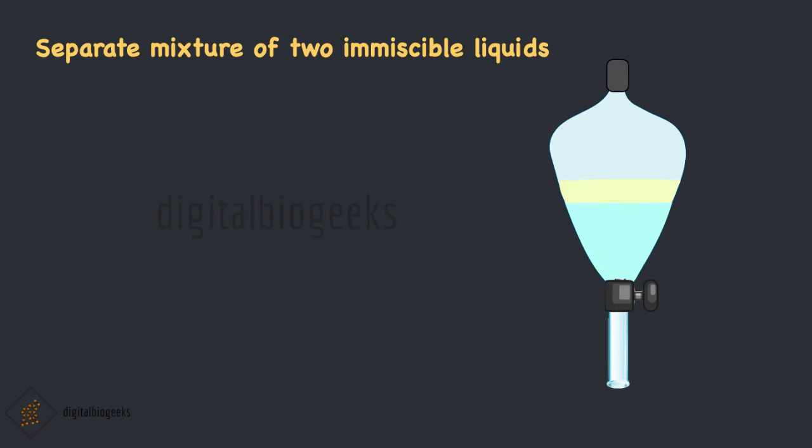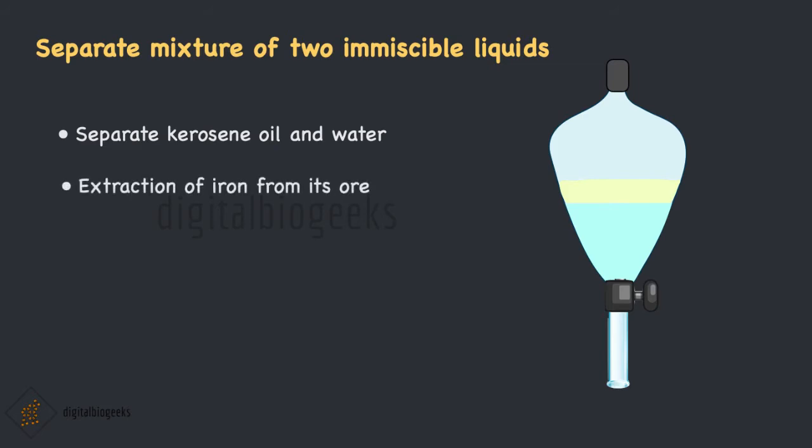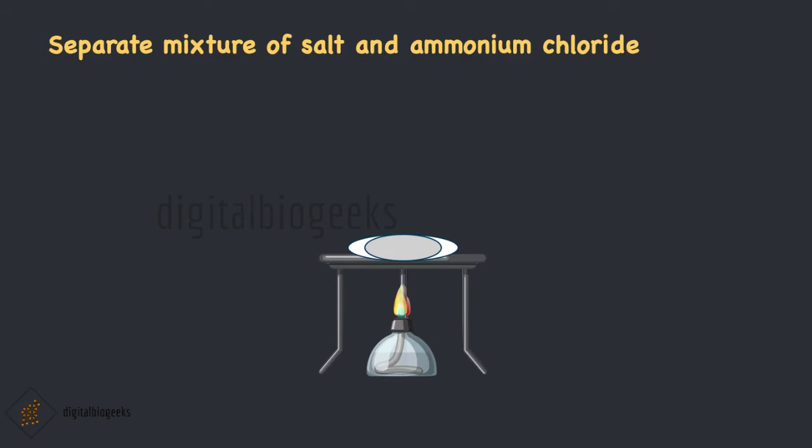This method is also used in extraction of iron from its ore. We can use this separation method to separate the kerosene oil in water and for the extraction of iron from its ore. Separation of a mixture of salt and ammonium chloride.